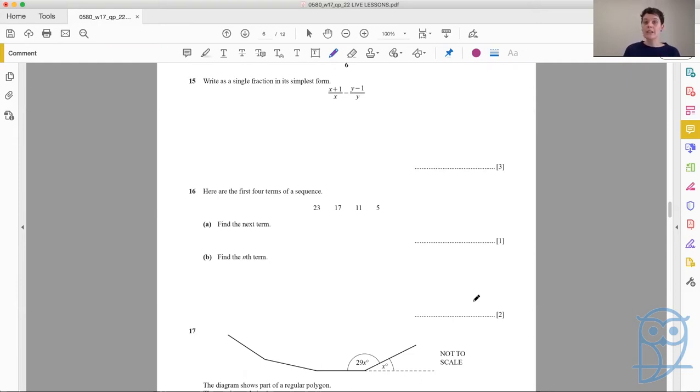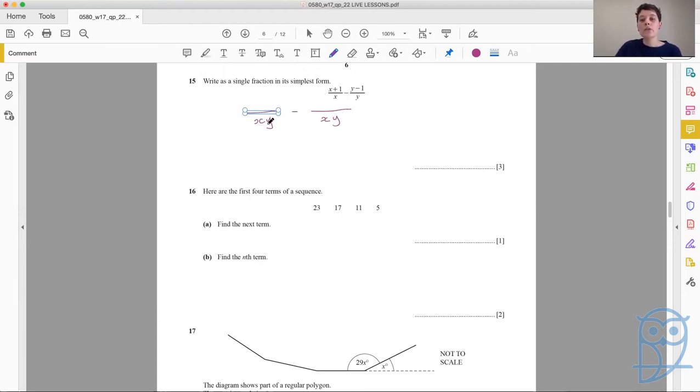Okay, so we need a common denominator. But now we've got x and a y. You know, if you've got a 2 and a 3, then your common denominator is 6. Fantastic, great. X and y, well, we can use the same approach. The common denominator for a fraction over x and a fraction over y would be xy. So we're going to have something over xy minus something over xy.